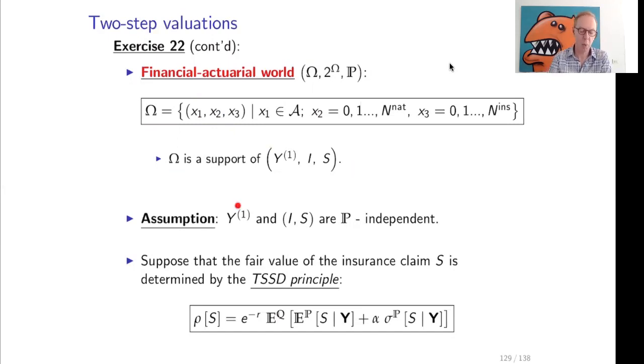We assume now also that y1 and is are p independent, so that means that the evolution of the stock and the evolution of survival is independent under the measure p. And we suppose that the fair value of the insurance claim S of the number of survivors in the insured population is determined by the two-step standard deviation principle. So rho S is determined as e to the power minus r expectation under Q of, and then in the inner step we take a conditional standard deviation principle. Conditional expectation of S given Y plus alpha times the conditional standard deviation of S given Y.